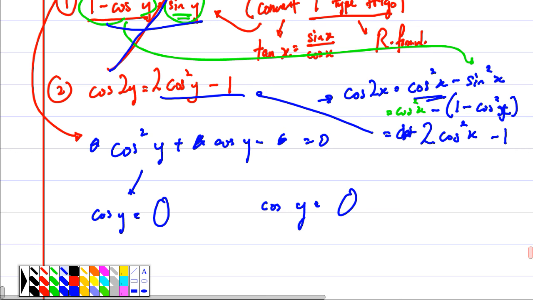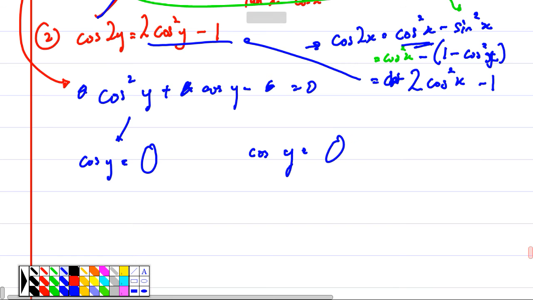Question 2, B is okay? Huh? I thought B was more difficult than A. But B is okay. B, you guys. Okay.